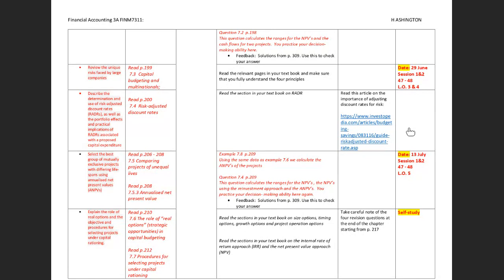And remember, the more risk, the higher the return; the lower the risk, the lower the return. So if there's going to be high risk, we need to use a higher percentage to then calculate the net present value. In other words, we have to allow for the fact that the cost of that project will be high.